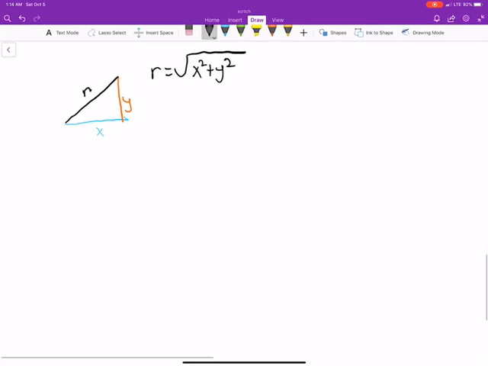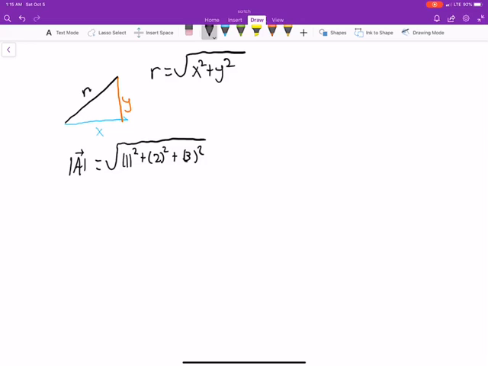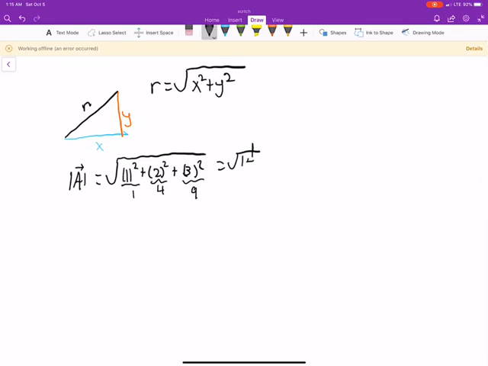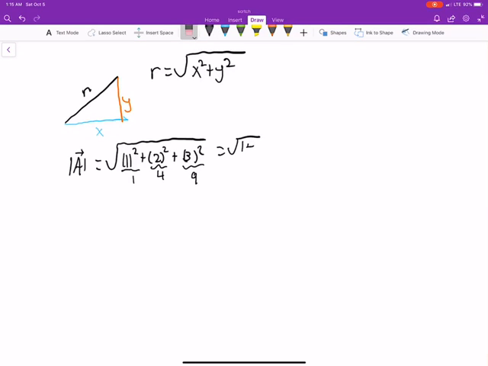And this translates very nicely to the three-dimensional case. So, for example, the magnitude of A is just the square root of 1 squared plus 2 squared plus 3 squared, all square root, which is, let's see, this is 1, this is 4, this is 9, so square root of 14.